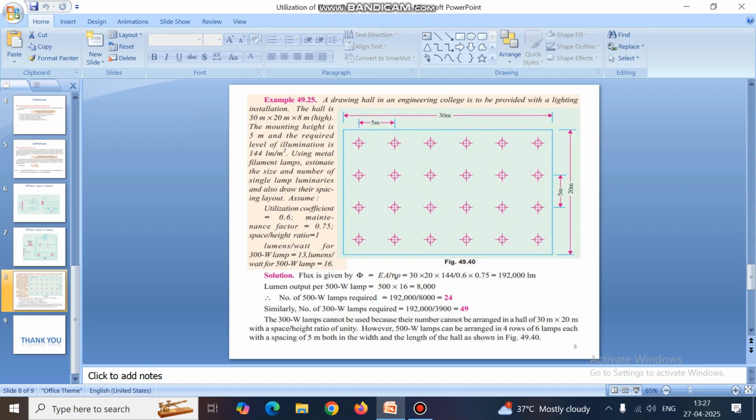Utilization coefficient is given as 0.6. Maintenance factor is given as 0.75, and space height ratio is 1. You have to provide two types of lamp. One lamp is 300 watt, 13 lumen per watt, and the other is 500 watt lamp, 16 lumen per watt.